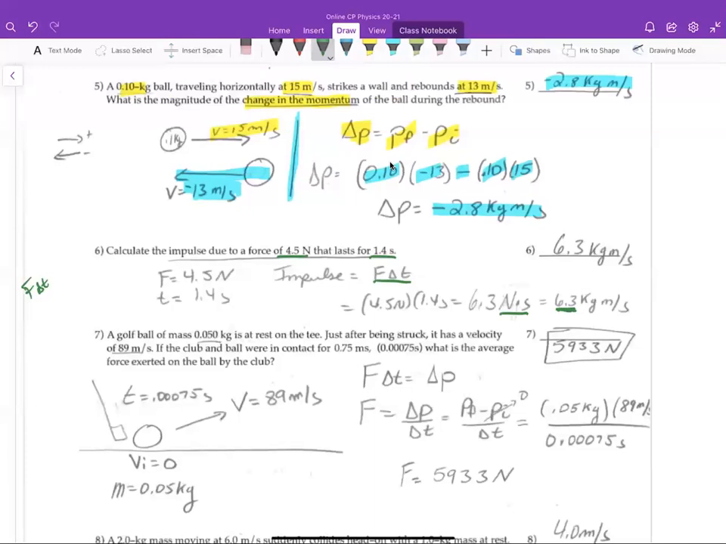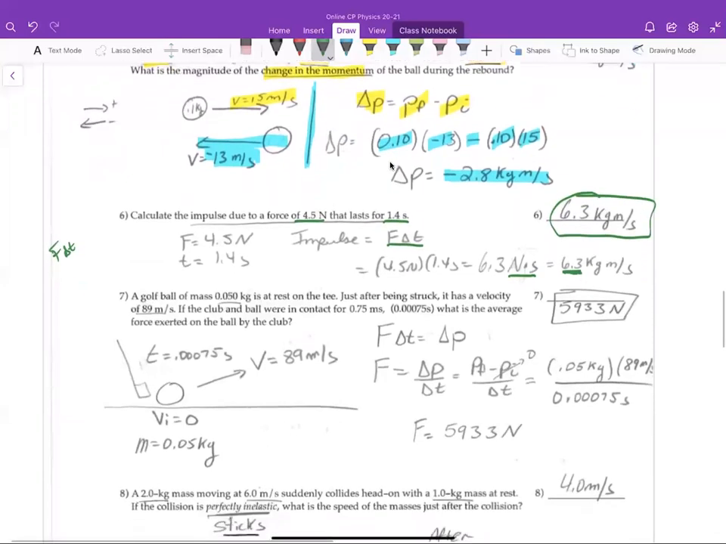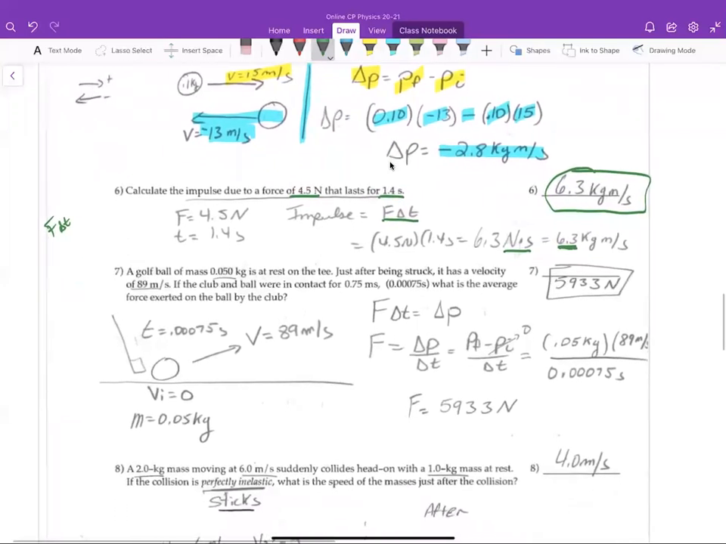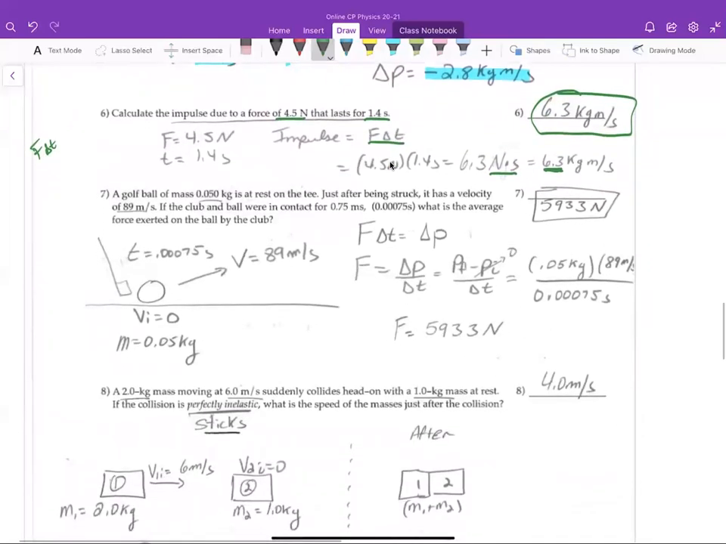That is also okay to give me newton seconds, but the seconds squared and the newton will cancel with one of those seconds and give me units of momentum, because that is what impulse is, change in momentum. The next one involves the same kind of concept. I have a golf ball of a certain mass that starts at rest.